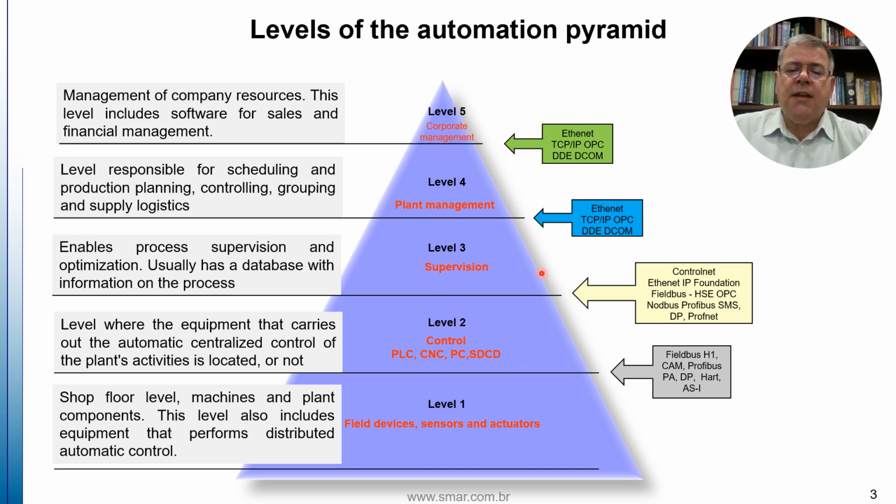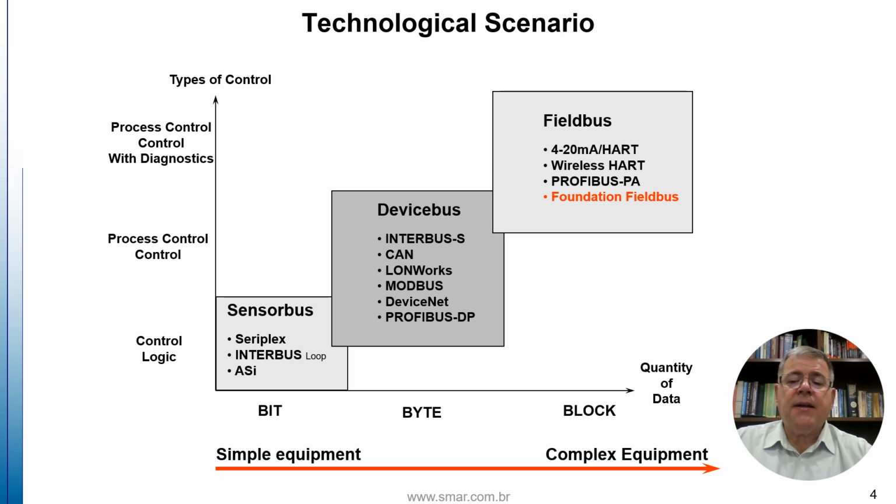Level 3 encompasses supervision systems, HMIs, workstations, as well as PCs and computer terminals. At Level 4, we have plant management, all of the plant management. Level 5 is categorized as corporate status. This presents the technological landscape crucial for grasping current technologies.